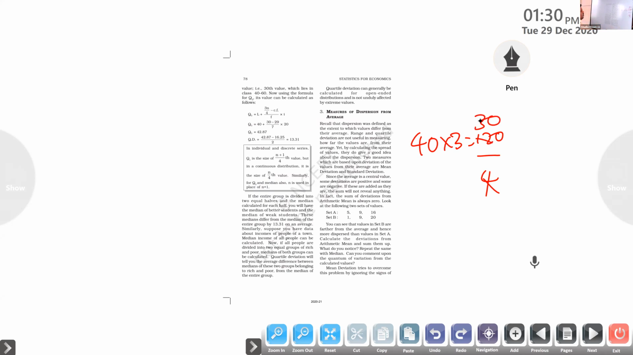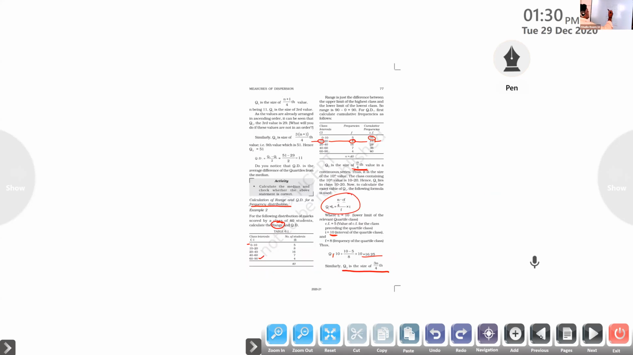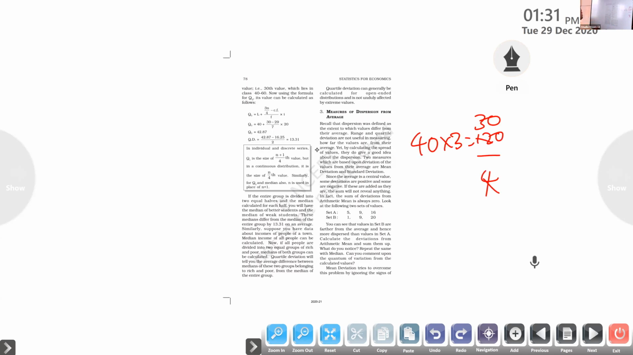Yes or no? 30. So the 30th value lies in the class 40-60. We got 30 here. So where is the 30th value? 30 is here, at 36. So this is the Q3 quartile class.